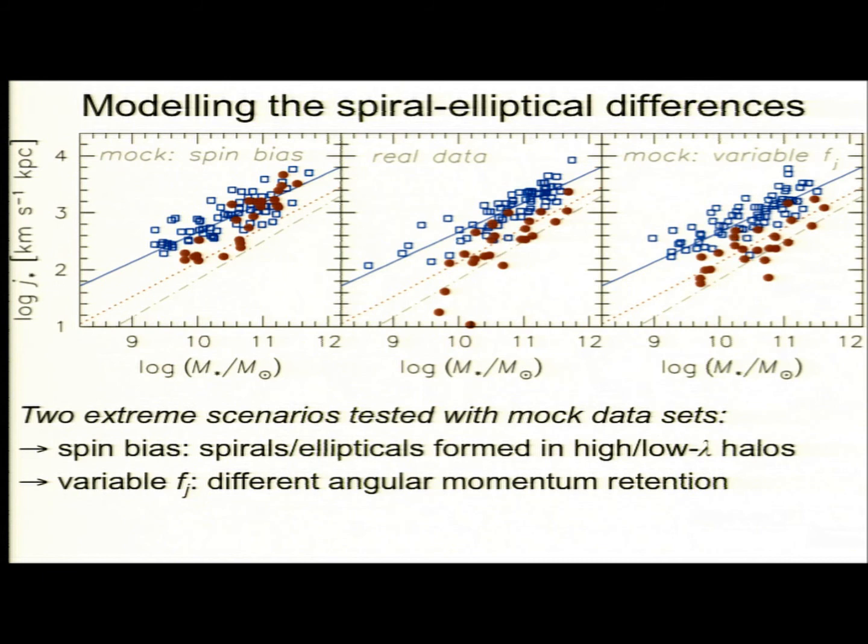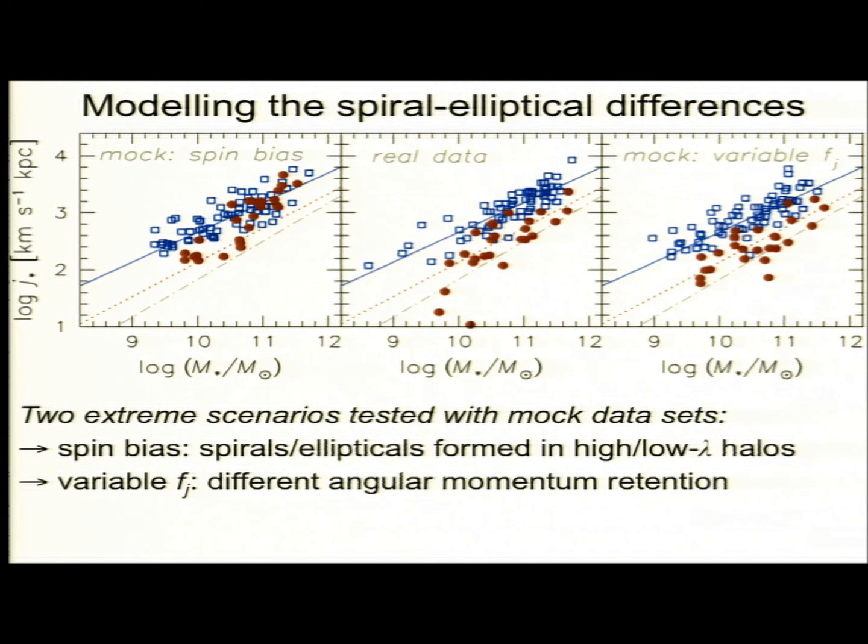So there's a couple of very simple, extreme ways we could try to model the galaxies. If you start with these dark matter halos and say, okay, let's populate the low spin halos with ellipticals and the high spin halos with spiral galaxies, and maybe that's what's going on. Why do these have these different specific angular momenta? So here's the real data in the center. This is what we're trying to get with these models, and on the right is doing the spin bias, and it turns out it doesn't work, basically because at high masses you've got lots of ellipticals, and they can't just be the extreme low spin tail of dark matter halos.